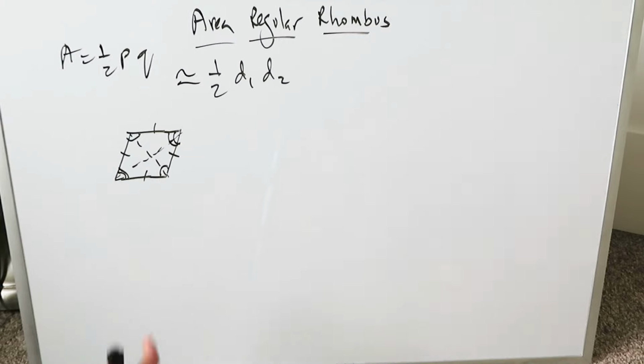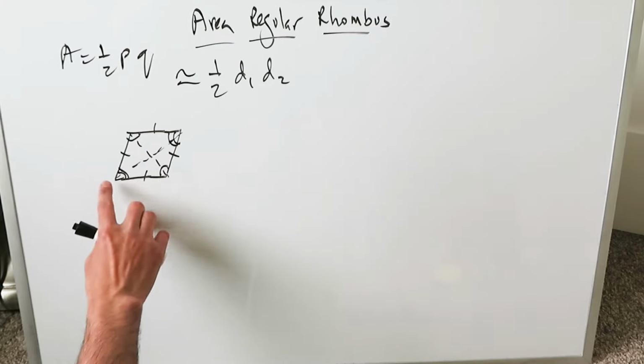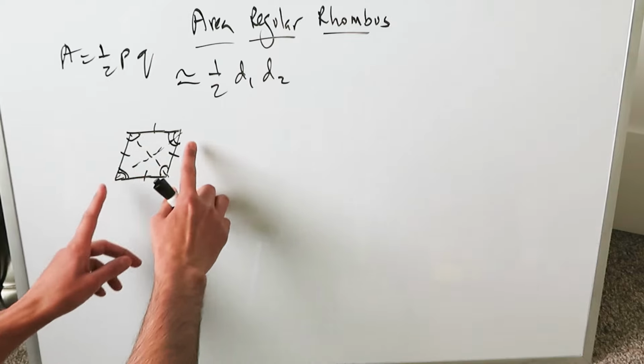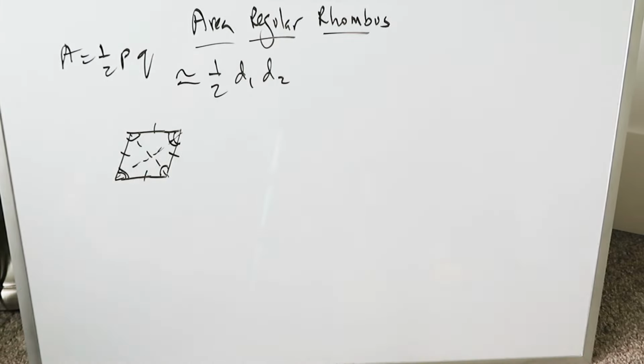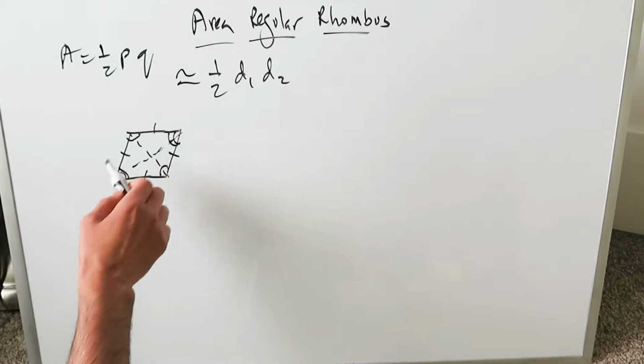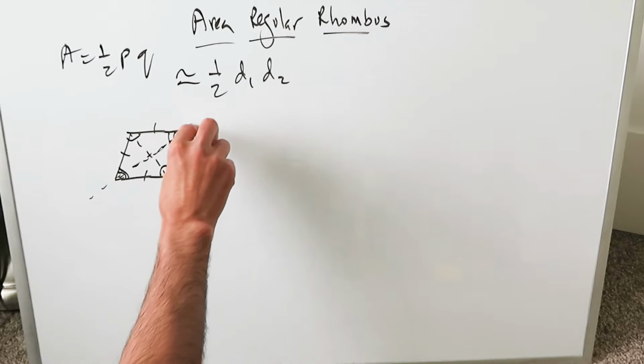A regular rhombus is a polygon with 4 equal sides. You have one diagonal, the other diagonal, two acute angles which are equal to each other, two obtuse angles that are equal to each other. How can you go about determining the area? Well, what you can do is make a representation such as this.